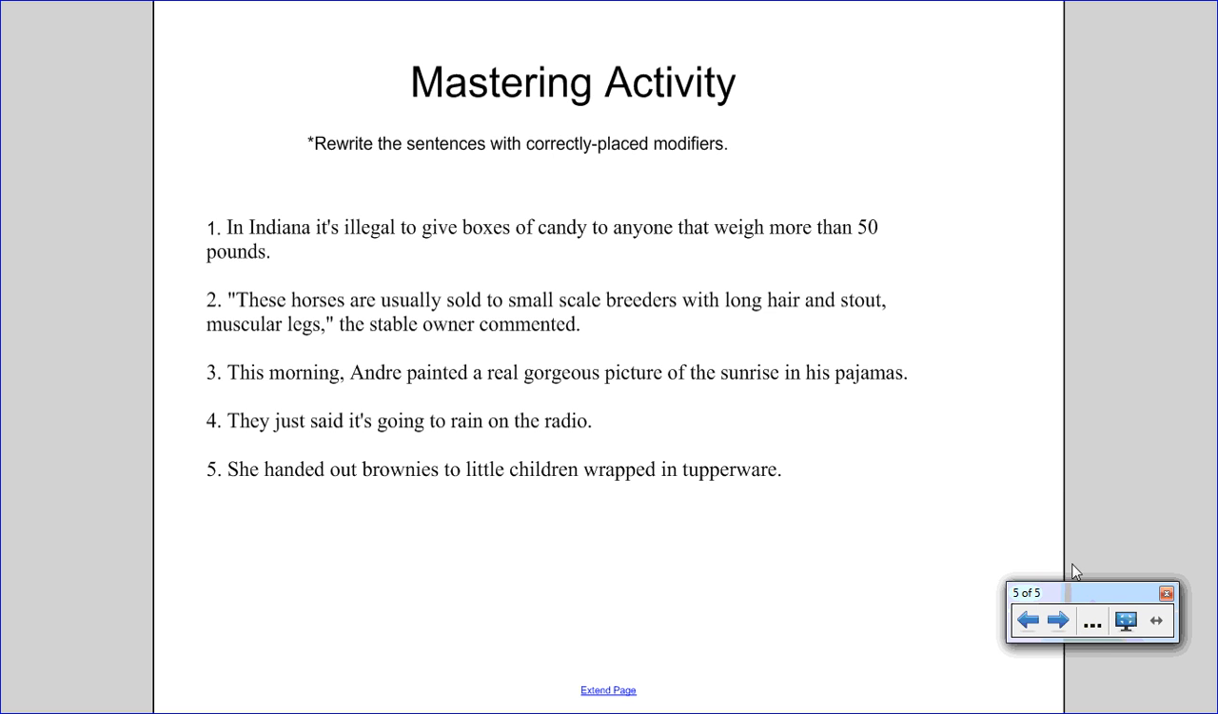For this mastering activity, you are going to fix these 5 sentences. So I want you to copy these 5 sentences down. Each one contains a misplaced modifier, and then you are going to rewrite it, changing the place of the modifier so that the sentence now reads correctly.